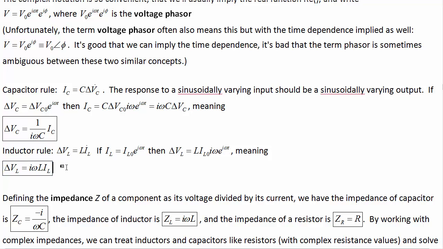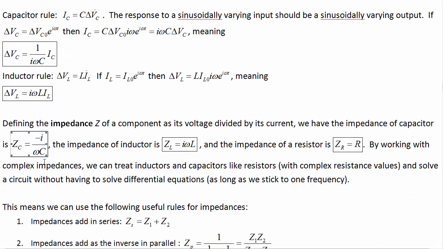Now, recall that Ohm's law is V equals IR, or V equals resistance, some constant, times the current. Well, these two relations kind of look like that. As long as we're at a specific frequency, then the terms in front are constants. So we'll define those terms as the complex impedance of the capacitor and the inductor. So the capacitor's complex impedance is negative i over omega C.